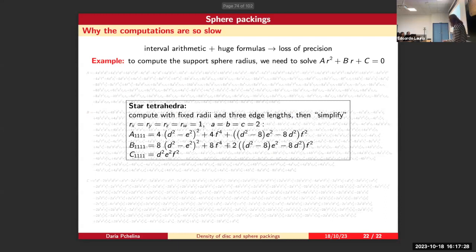And for star tetrahedra, we fix 3 edges, and we fix the radii of disks. And so this formula becomes this, which are very nice and simple. And simple here means in terms of interval arithmetic. So here we try to minimize the number of occurrences of variables, because, well, it's the stuff of interval arithmetic.